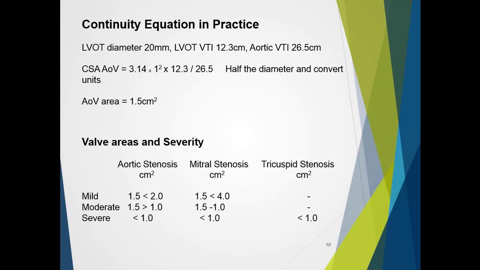Putting the continuity equation into practice, we have our example here. LVOT diameter of 20 millimeters, LVOT VTI of 12.3, and an aortic VTI obtained of 26.5. Throwing it all in, we come up with this. Remember, we need to halve the diameter to convert for a radius, and our aortic valve area is 1.5 centimeters squared. Coming down to our table below, we know 1.5 sits in the order of getting close towards mild to moderate aortic stenosis.